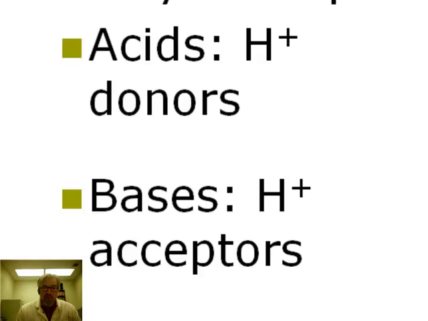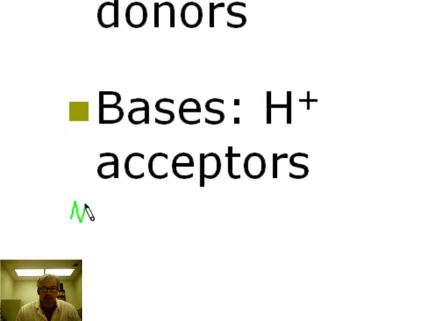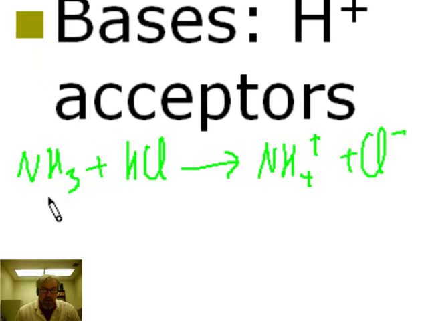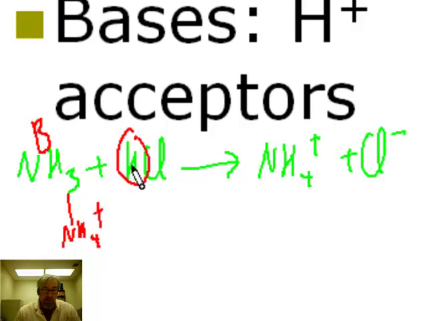So in this reaction, NH3 plus HCl, forming ammonium, NH4+, and chloride ion, it's clear to see what's the acid and what's the base. Because the ammonia accepted a proton and became NH4+, it was the base. Because the hydrochloric acid donated that proton to make NH4+, it is the acid.